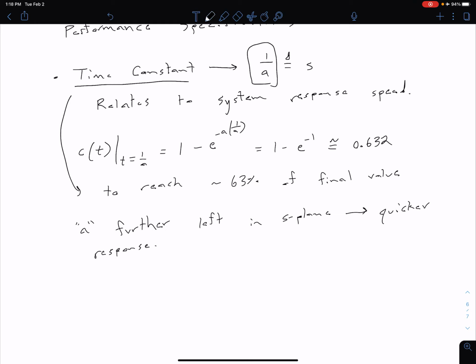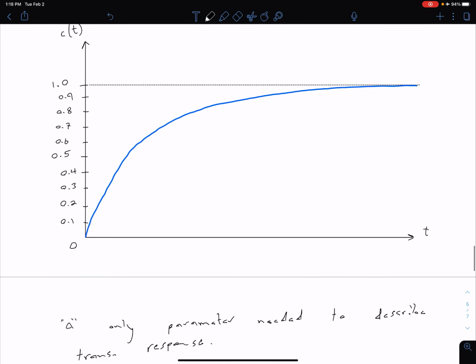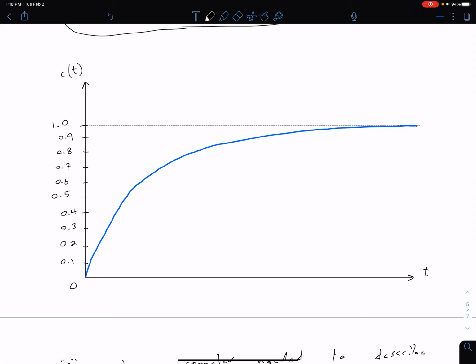So let's go ahead and update our plot up here. About 63%, so we can say that would be about right here. This would be 1/A right here, and that's our time constant.